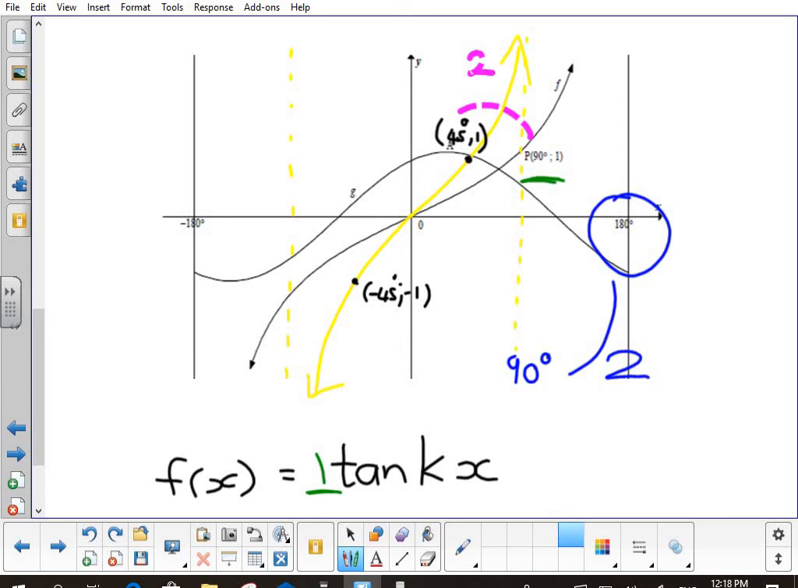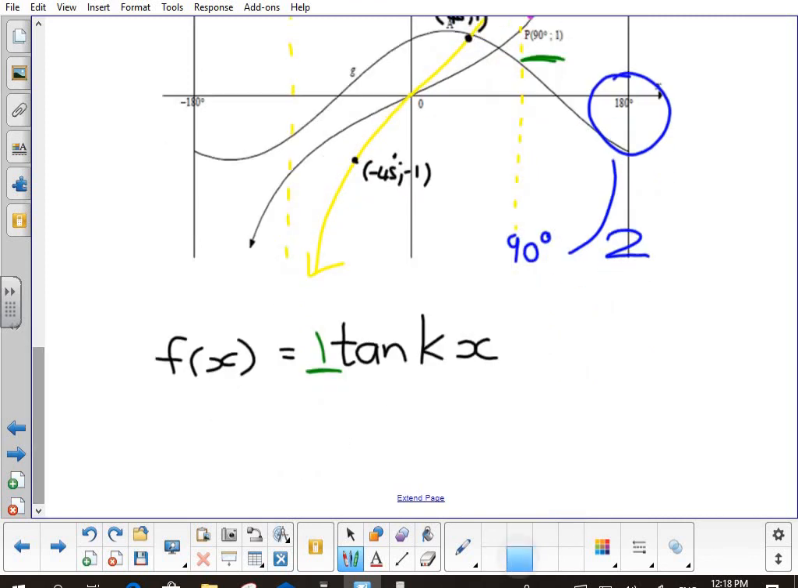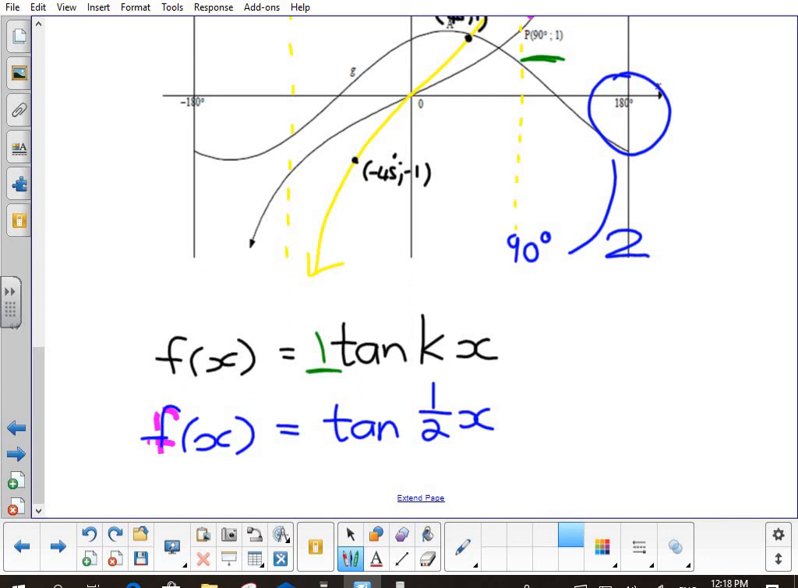So, remember, if I stretch, like Jamil would say, elongate, it's got to be a fraction. If I compress, it's a whole number. So hence, my final answer here says this: f of x equals tan of a half x. And then remember, what they also like to ask is, what is the new period? Now you know what the k is, so the new period will be 180 divided by a half, which is then 360.